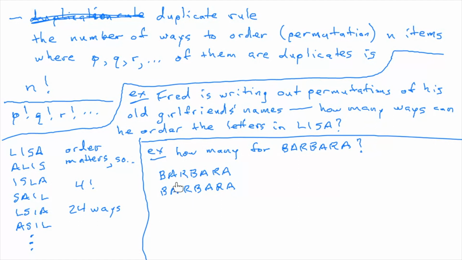And what's 3 factorial for the A's? 3 factorial, 3 times 2 times 1, it's 6. There are 6 times as many words listed in Fred's silly list because he's thinking that he's switching the A's and also he's switching the R's.